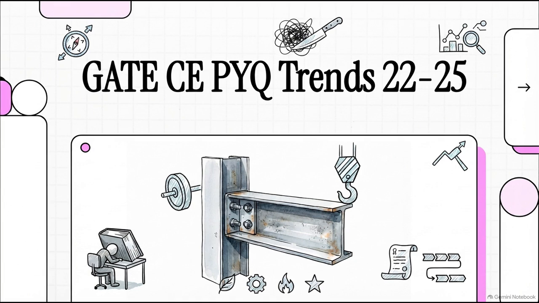Today, our mission is to work smarter, not just harder. We're going to decode the recent previous year question data, specifically from 2022 to 2025, to help you build a strategic, laser-targeted revision plan. We're cutting right through the noise to show you exactly what the examiners have been prioritizing lately, and more importantly, how you need to adapt your study strategy right now.